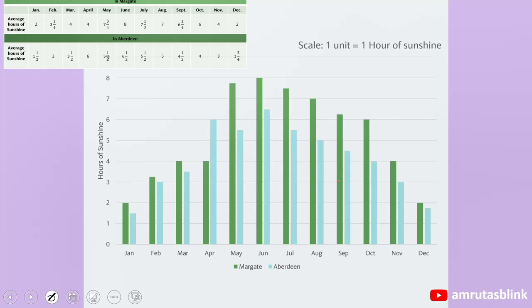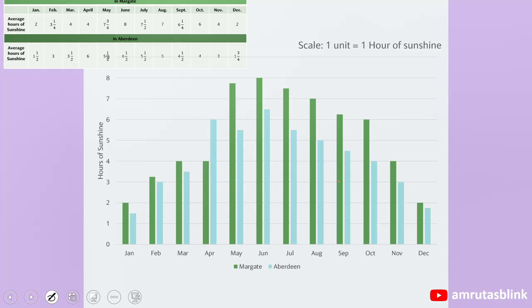So now what you need to do is represent the data for Margate with a different color, or if you are drawing with a pencil you can just shade it, and for Aberdeen you can give dots or some different pattern. Here I am drawing on the computer, so I have just given different colors. Green color is for Margate and sky blue color is for Aberdeen.